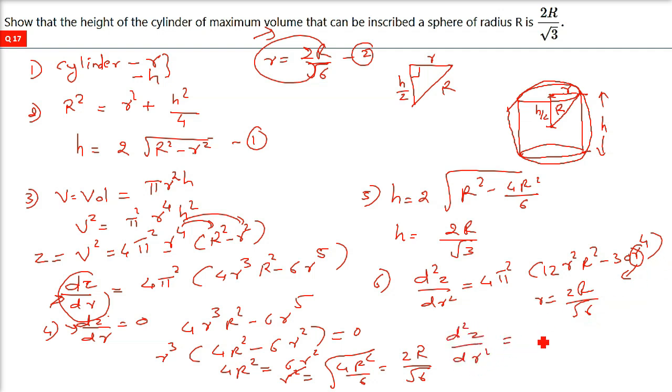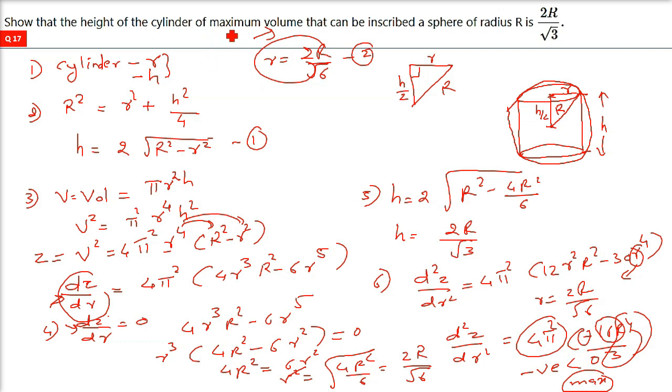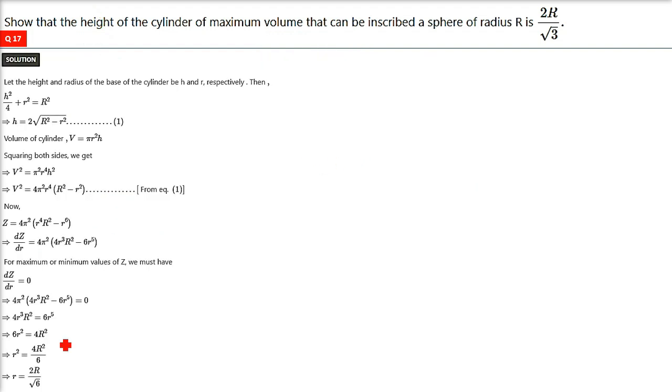So replace this small r by 2 capital R by under root 6. Final value is 4 pi r square minus 16 by r raised 4 by 3. Now these all are positive, these all are positive, negative is already there. So the result is negative, which signifies or indicates that we are talking about the maximum volume with the height as 2 capital R by under root 3. So height already computed, but we have to strengthen our height computation by saying that this is the maximum volume.